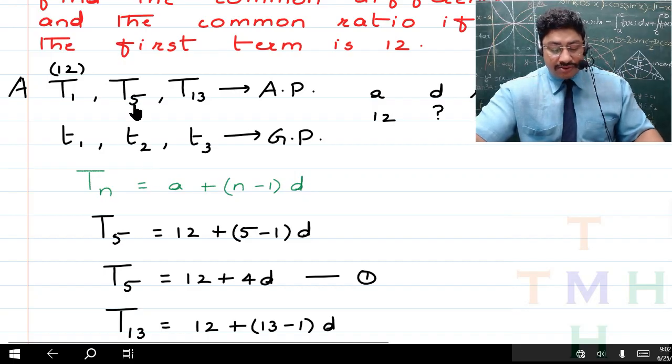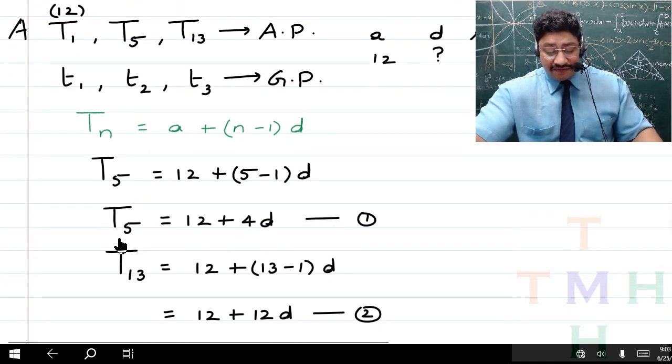First, we will talk about T5, as this is the 5th term of an AP. So we use the formula for the nth term of an AP, which is Tn is equal to a plus n minus 1 times d. Now here, when we keep the value, T5 becomes equal to 12, which is the value of a, plus 5 minus 1 times d, which is the common difference. As such, T5 becomes equal to 12 plus 4d.